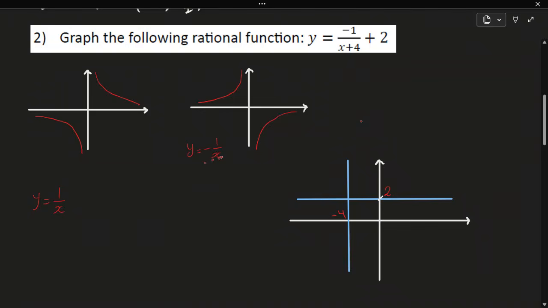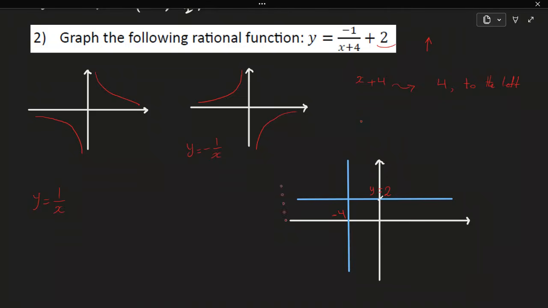So this one is minus 1 over x. But we can see that instead of x, I have x plus 4. If instead of x I have x plus 4, it shows that we have a 4 unit shift to the left. So 4 units shift to the left, and this plus 2 means 2 units up. Now we can graph these vertical and horizontal lines, x equals -4 and y equals 2.